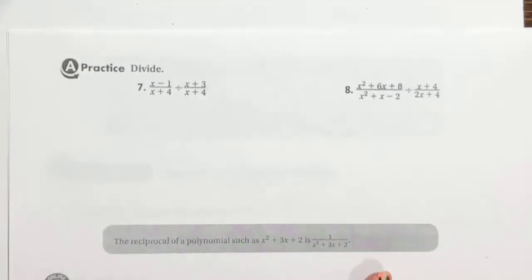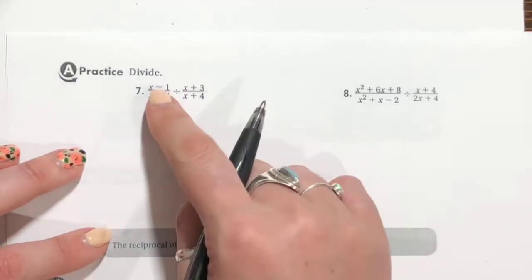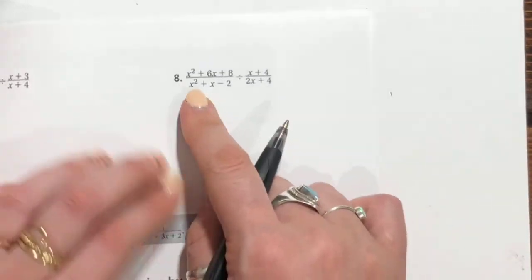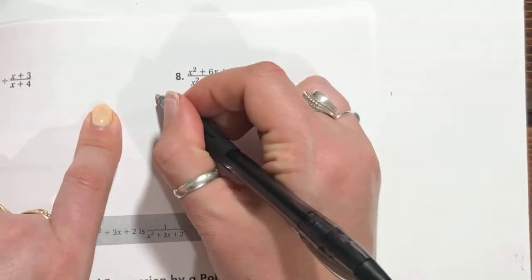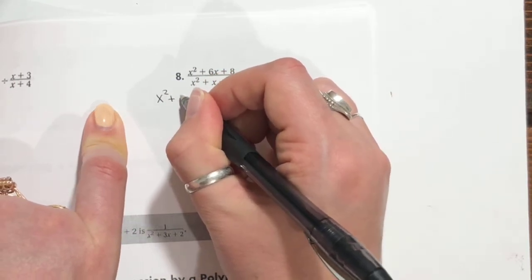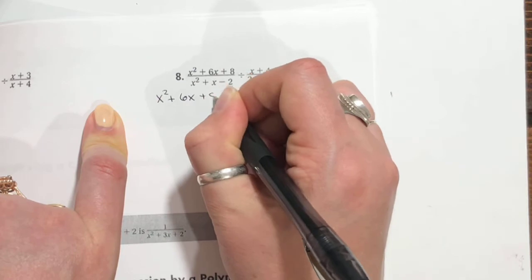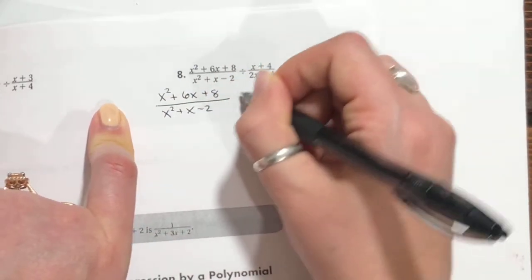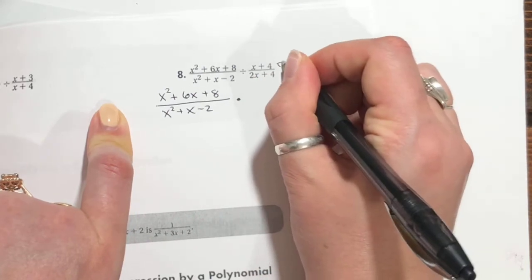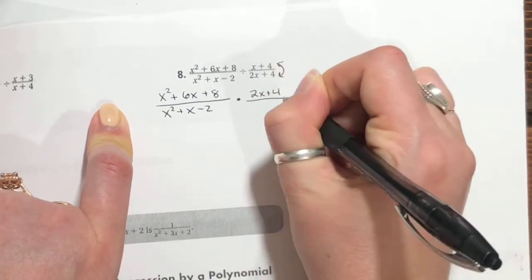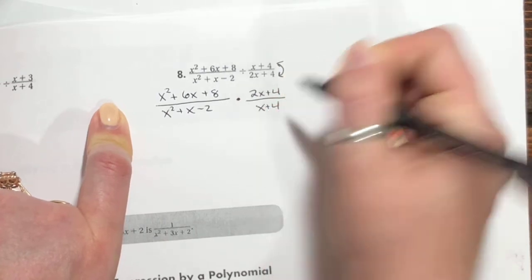Let's do one more. Let's do the harder one. This one's a little easier. So let's do this one. I'm just going to rewrite the problem to be a multiplication problem by doing keep, switch, flip. Keep the first fraction the same, switch it to a multiply, and then we're going to flip this one upside down. So the 2x plus 4 goes to the top, and the x plus 4 goes to the bottom.